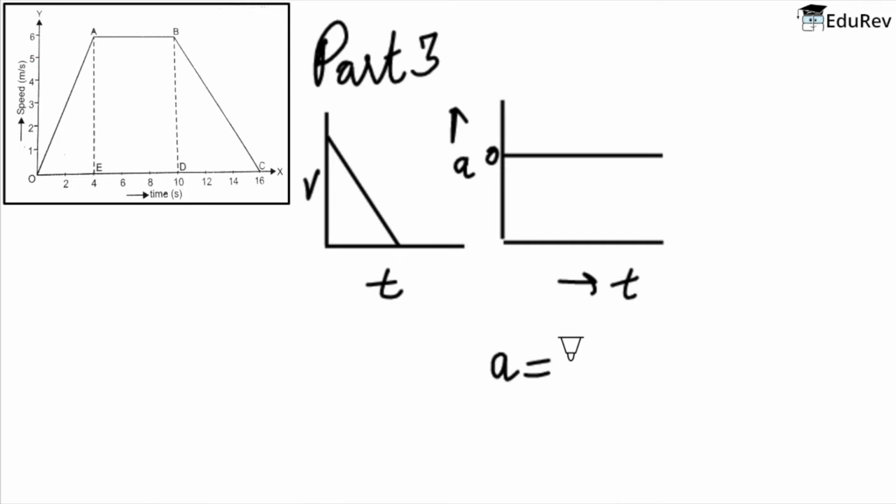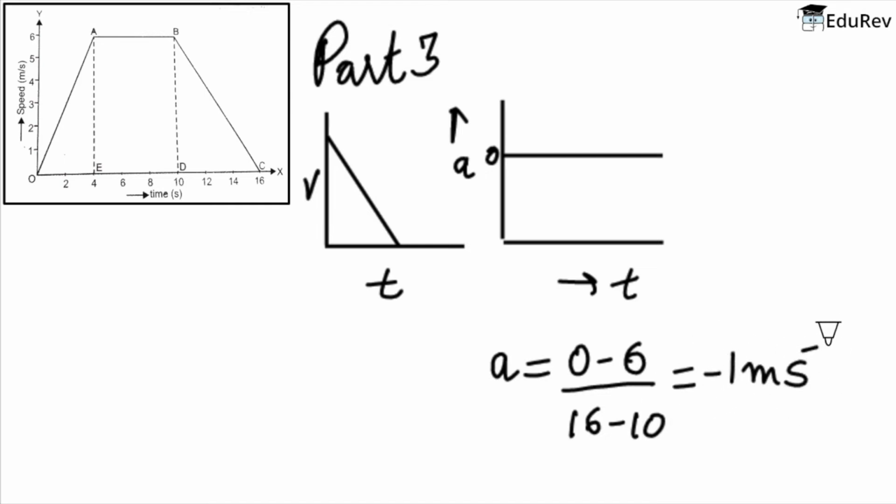The acceleration for this would be the final value of the y-axis, now here it is 0, minus the initial value of velocity on the y-axis, that is 6, divided by the final value of the time, that is 16, minus the initial value of the time, that is 10. So this is minus 1 meter per second square. And that's our retardation as well.